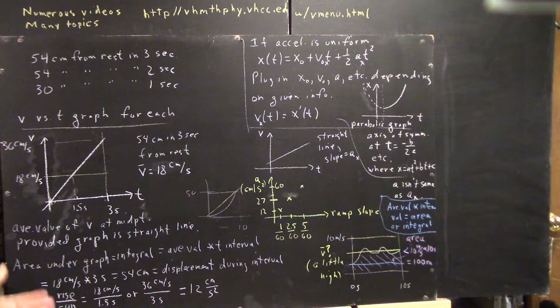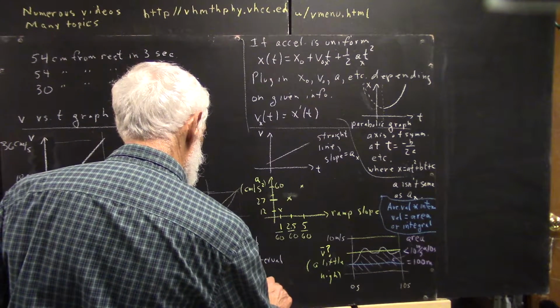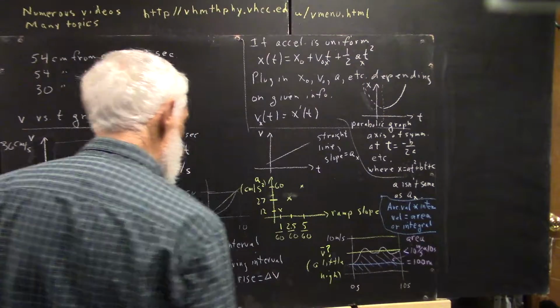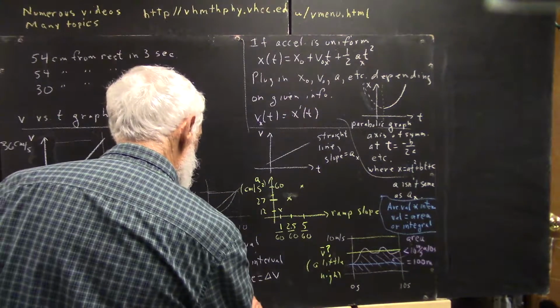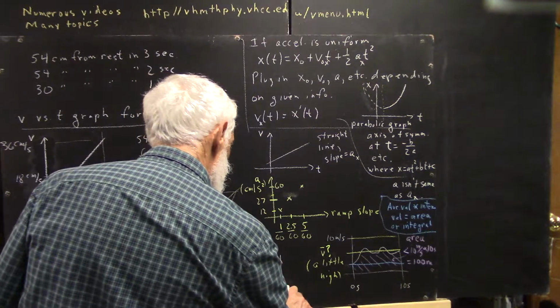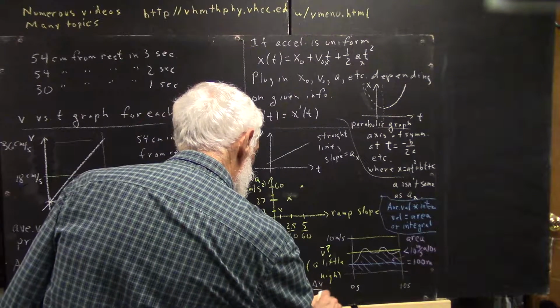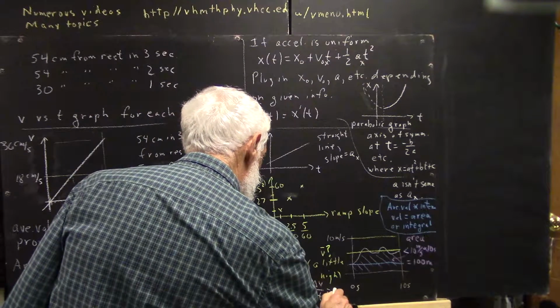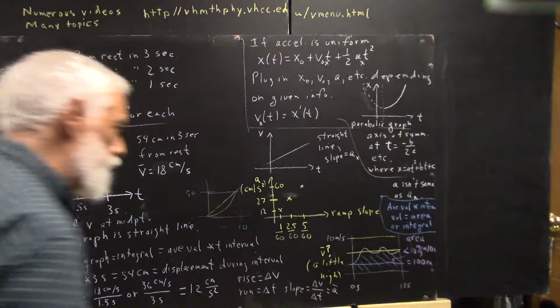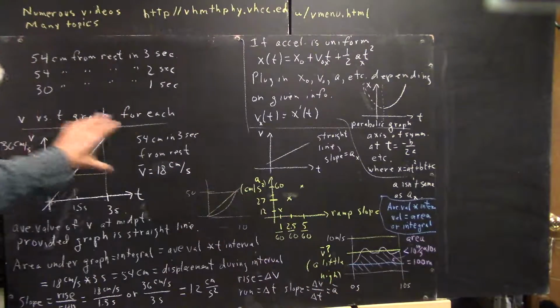And why does the rise over the run give you change in velocity over change in time? Well, the rise between any two points of the graph would be the change in the velocity. The run equals change in time. So the slope is change in velocity over change in time, which equals average acceleration. You've got to lock that in. You've got to understand that in terms of this graph.